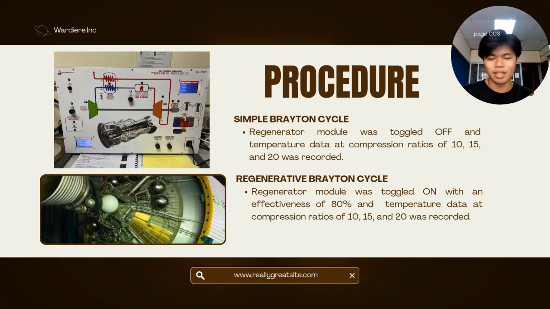And for the regenerative cycle, the regenerator model was toggled on with an effectiveness of 80%, and the temperature data at compression ratios of 10, 15, and 20 was recorded again. For the regenerative one, we recorded data from T1, T2, T3, T4, T5, and T6.